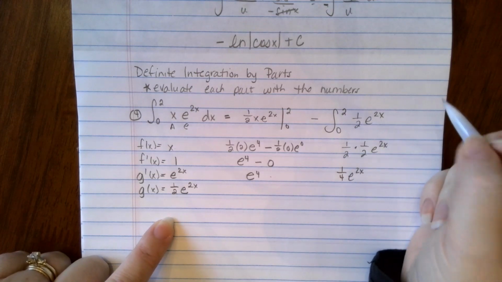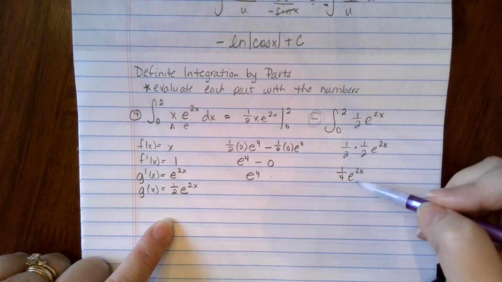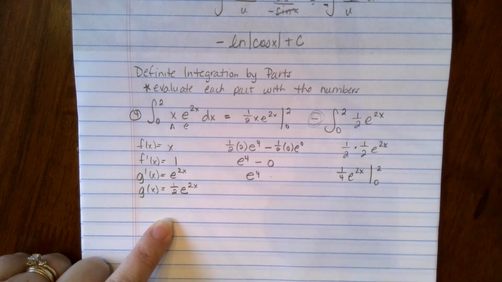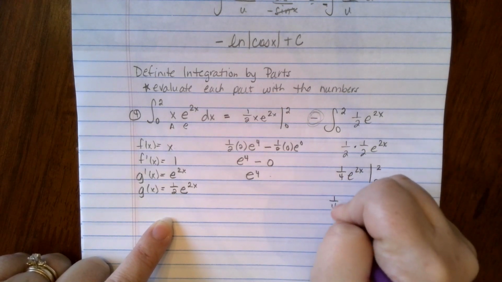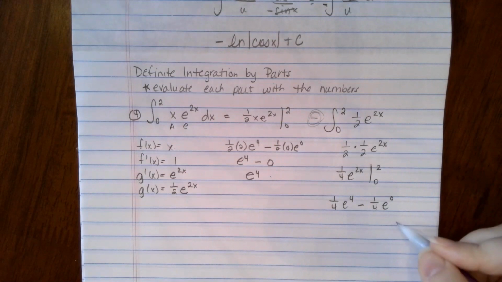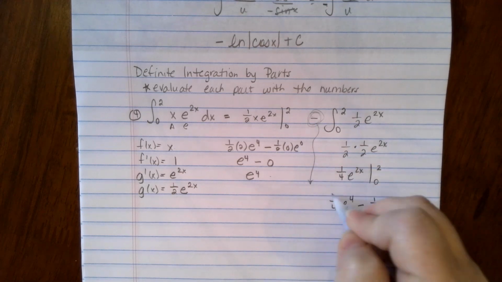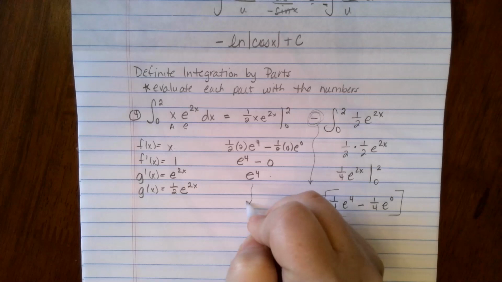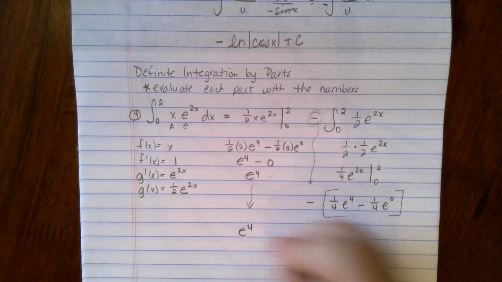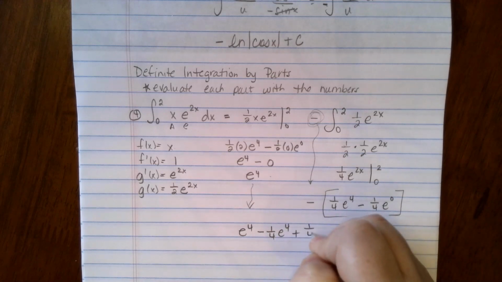Now, notice that I'm just sort of leaving that negative alone. I'm going to remember that negative. I'm going to pull it down later, but I'm just going to deal with this right here with my 0 to 2. Okay? So I have 1/4 e to the 4th minus 1/4 e to the 0. Now remember, e to the 0 isn't nothing. E to the 0 is 1. So I end up with 1/4 e to the 4th minus 1/4. Okay? Now, I don't forget that I have this minus sign here. I also don't forget that I have this e to the 4th. So I have e to the 4th minus 1/4 e to the 4th plus 1/4.